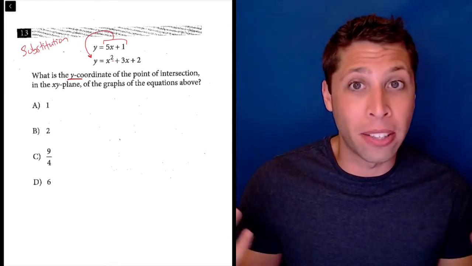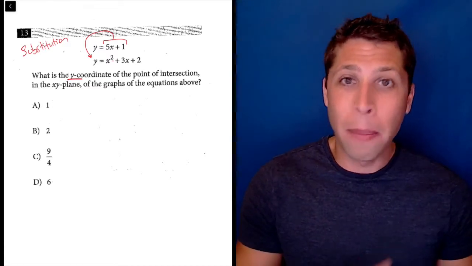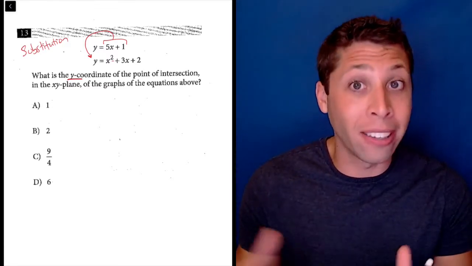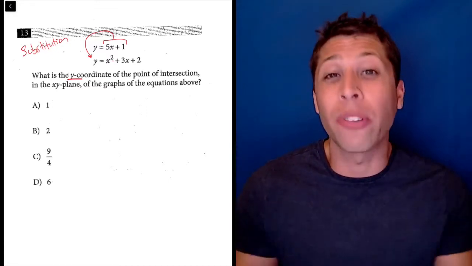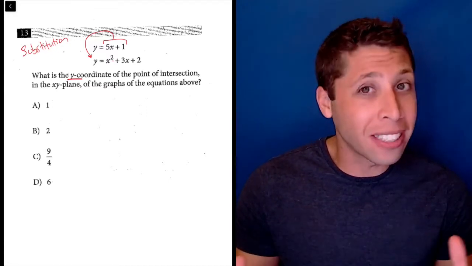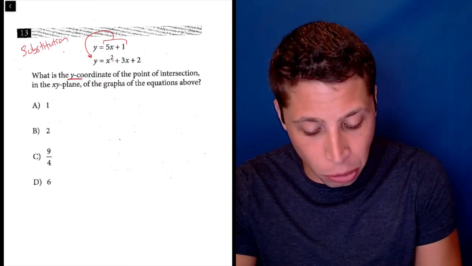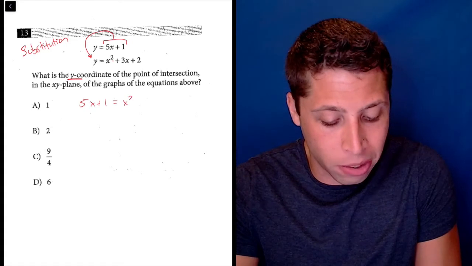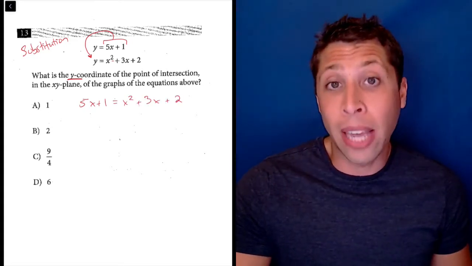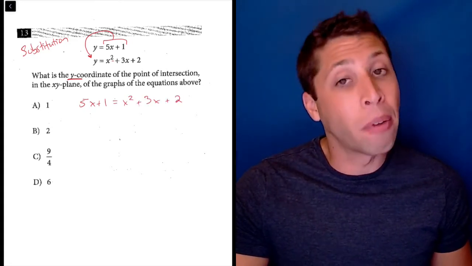Some people just remember this as set the equations equal to each other, but it doesn't always have to be in y equals format, or at least not both of them. One of the equations needs to be x equals or y equals, then we can substitute, but there's lots of combinations where that could happen. Here is just the most traditional, so we'll do 5x plus 1 is equal to x squared plus 3x plus 2, and now we have a quadratic equation that we can solve.